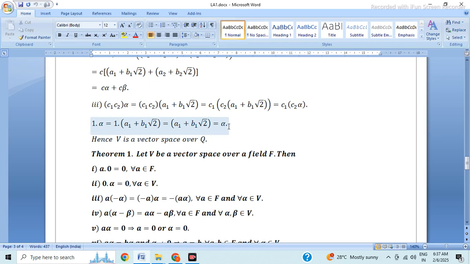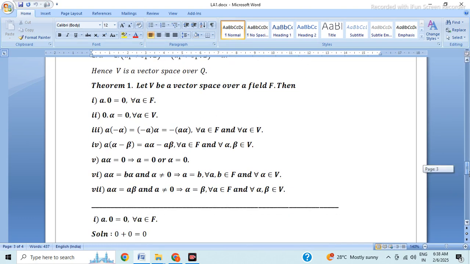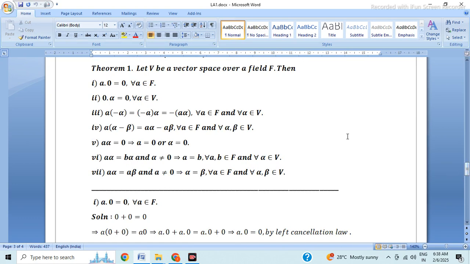I hope all of you understood this concept. Then shall I move on to the theorems? Have you understood, or whether I should explain it? Can I move on to the next one?